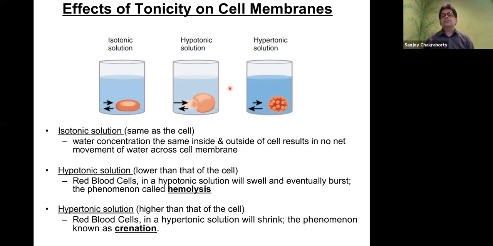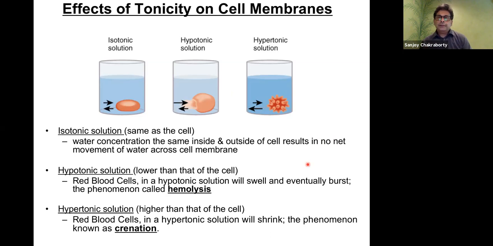So what happens in these three situations? In isotonic, there is no concentration gradient because inside water and outside water is the same. Water is not going to move significantly. If one molecule goes outside, another molecule comes inside. That's why it's called no net movement of water. Yes, water is moving, but there is no net movement. If 10 leave, 10 come in. So the cell remains exactly the same size.